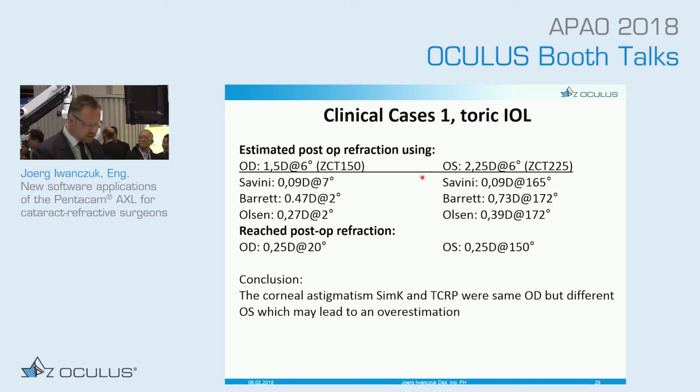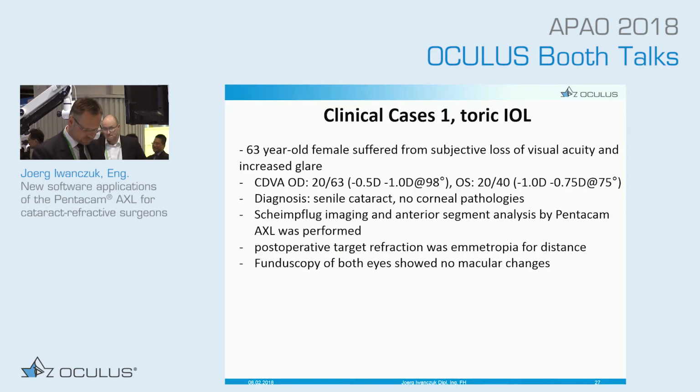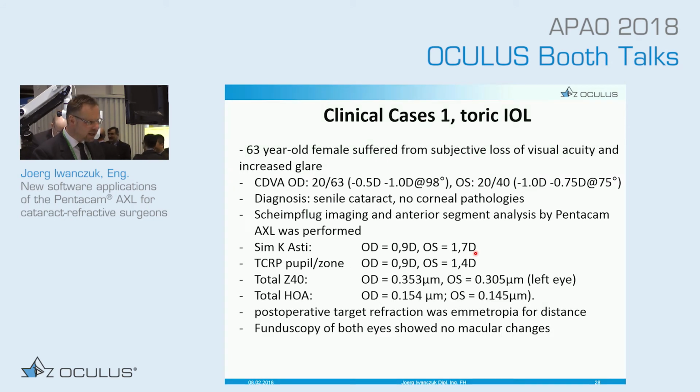They implanted the ZCT 1.5 from AMO in the right eye and the ZCT 2.25 in the left eye. This is our own calculator. This is a predicted post-op astigmatism. This is Barrett, this is Olsen, the ray tracing, and this is the outcome. For the right eye, that's our own calculator, that's Barrett, that's Olsen, this is the outcome. Now let's switch back. The right eye had the same value. The left eye had a different value.